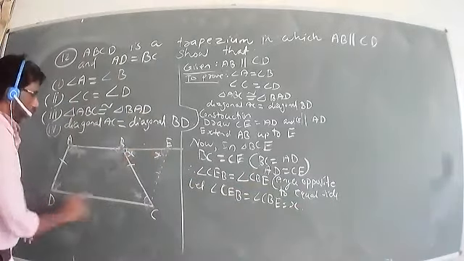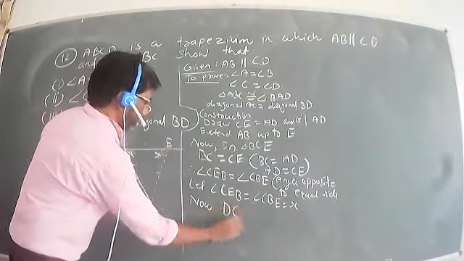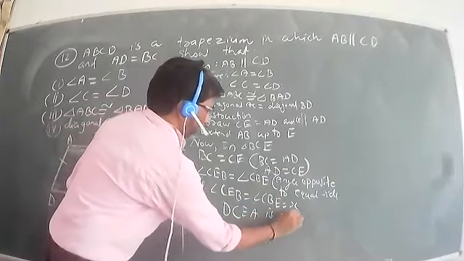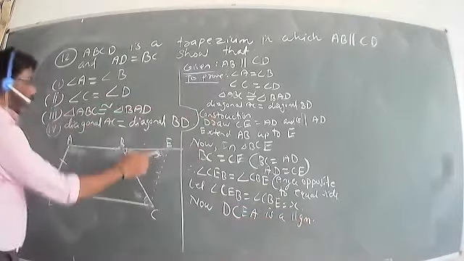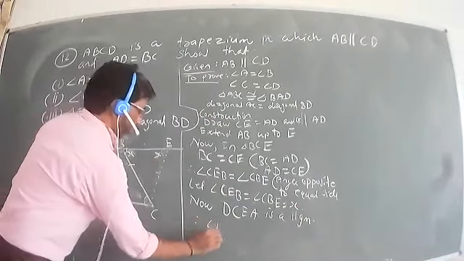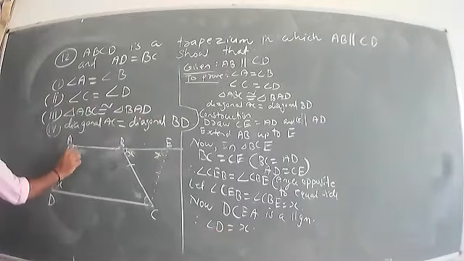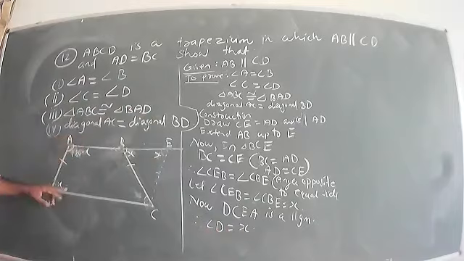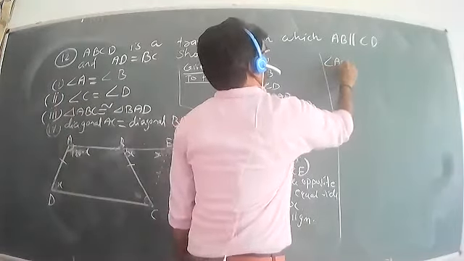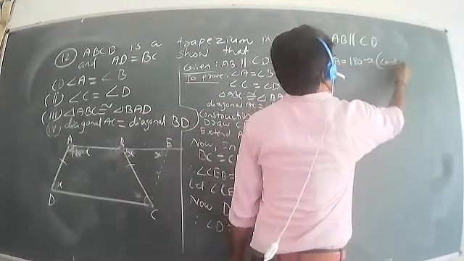So now this DCEA is a parallelogram. In parallelogram, opposite angles are equal. So if it is x, this is also will be equal. Therefore, angle D equal to x. Now, if it is x, this will be 180 minus x. These two are parallel lines. Sum of them will be 180 degree. Therefore, angle A is equal to 180 minus x. Reason, co-interior angles.